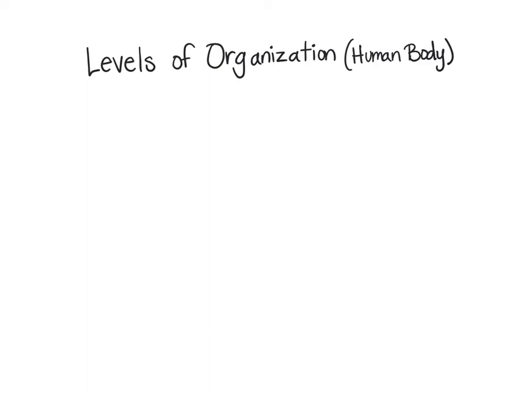So we're going to talk about the levels of organization in the human body. We'll start from our smallest units of matter and work all the way up to the full human organism. So let's get started. The first level is the atom level. The atom level is, as I already mentioned, the smallest units of matter.